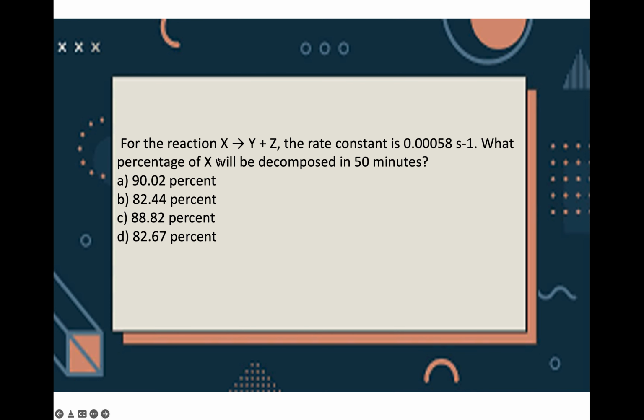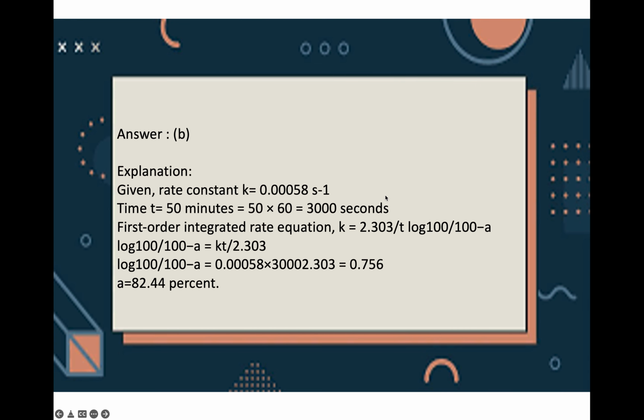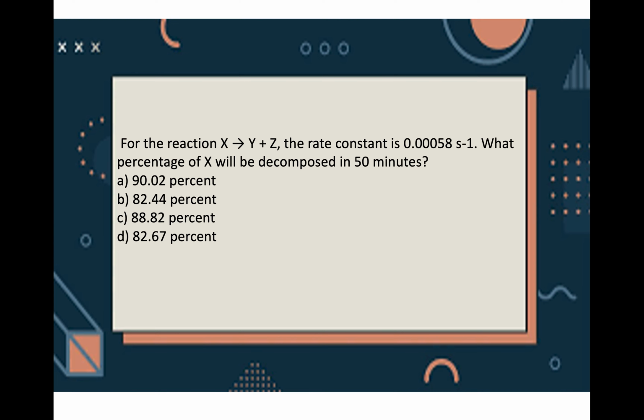Next question. For the reaction X giving Y plus Z, the rate constant is this much. Find what percent of X will be decomposed in 50 minutes. For a particular reaction, the rate constant is given. You are asked to find out how much percentage of X will be decomposed in 50 minutes. Option is B, that is 82.44%.